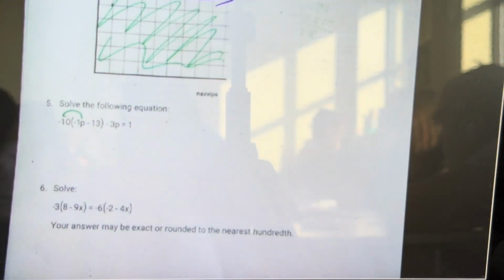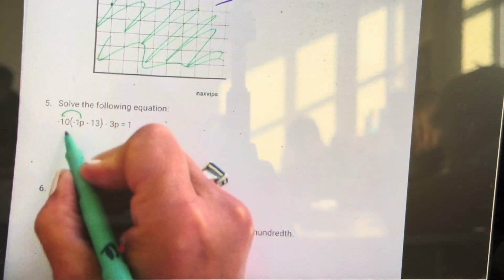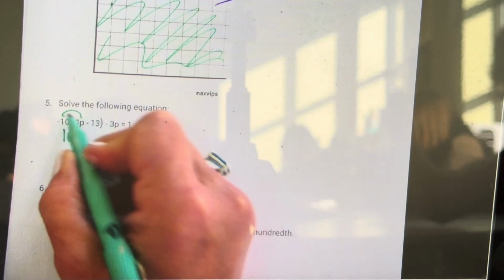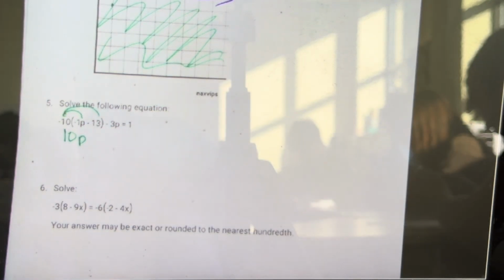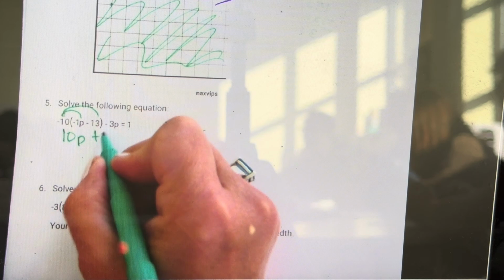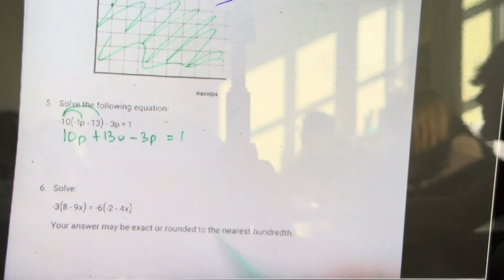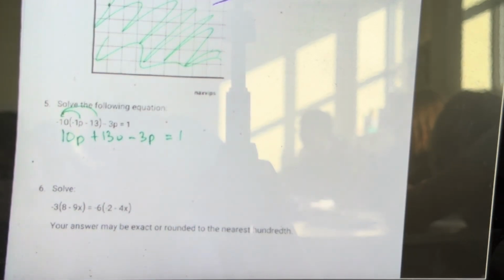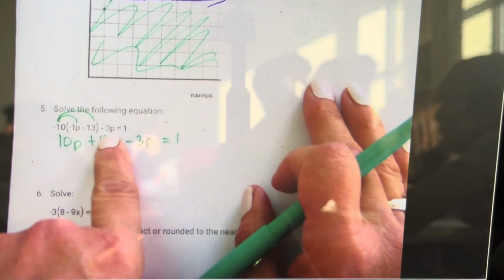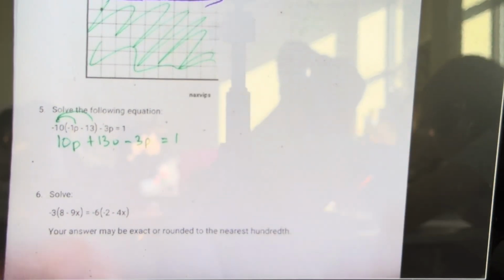Okay, so -10 times -1 is positive 10p. -10 times -13, 130. Minus 3p equals 1. And so what is 10p minus 3p? 7p. Did I mess up somewhere? Is it not still negative p though? I mean, oh, never mind. Sorry. The parentheses did not include the negative 3p, so the negative 3p doesn't change.